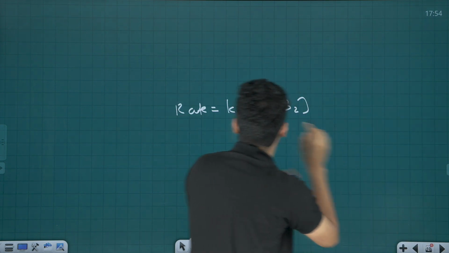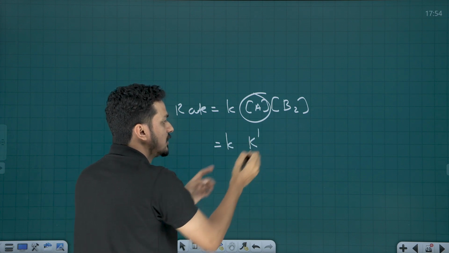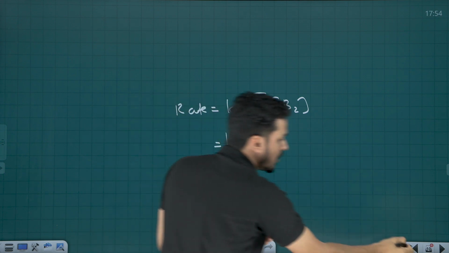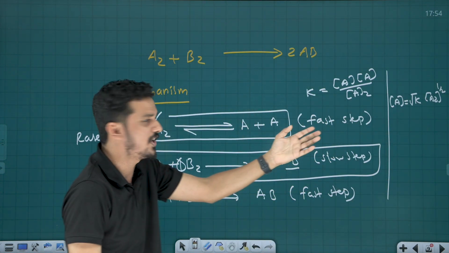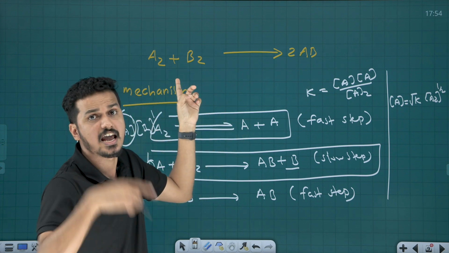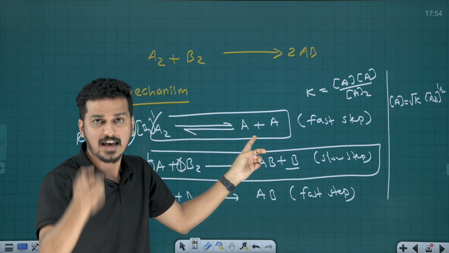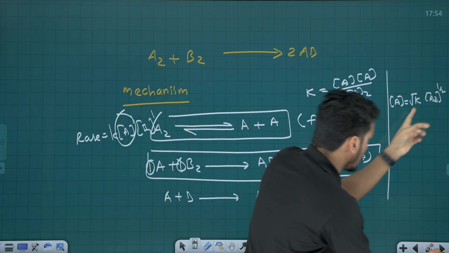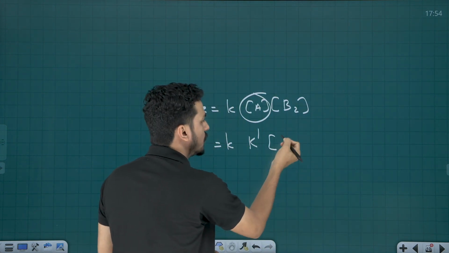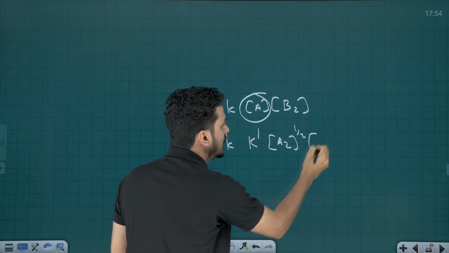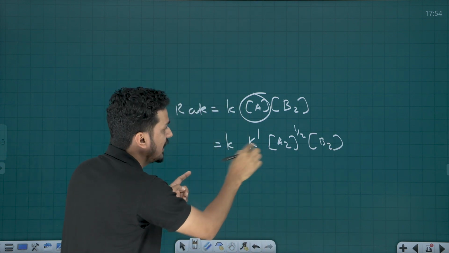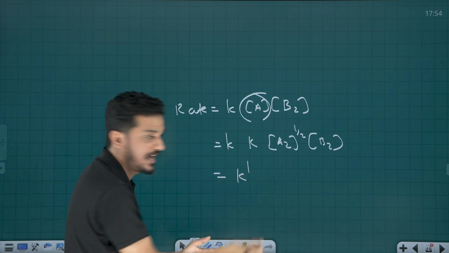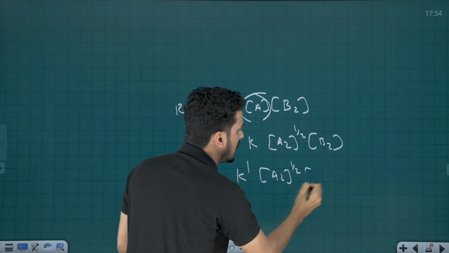So instead of concentration of A, we write this. Why are we eliminating concentration of A? Because A is not there in our main reaction. A2 is different, A is different. A is actually the intermediate, and we have to avoid it. So root K, the equilibrium constant, into the rate constant K gives a new constant, which I will call K dash, into A2 raised to 1 by 2 into B2.